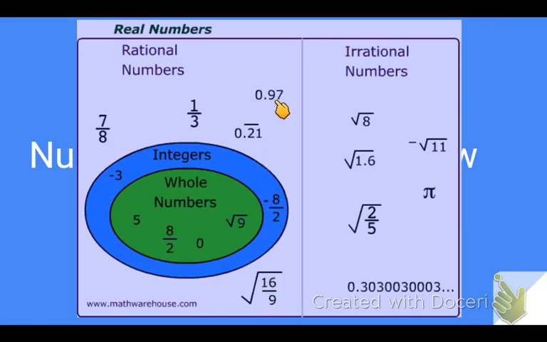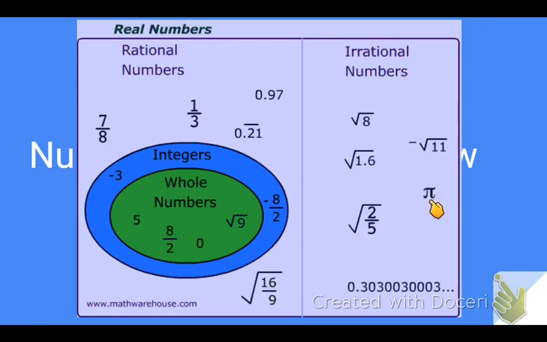And we have decimals that end. We call them terminating decimals, like 0.97. And there's also decimals that repeat, so 0.21, 21, 21, 21. These are all examples of rational numbers. Irrational numbers, however, are numbers that cannot be simplified underneath radicals. So for example, the square root of 8 is not able to be simplified, or 11, 1.6, fractions that cannot be simplified under radicals, etc., etc.